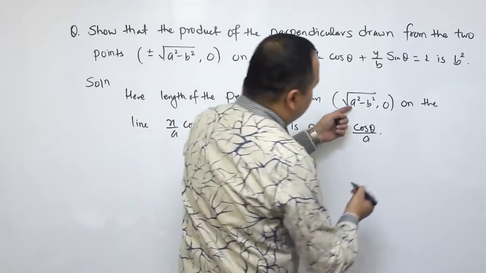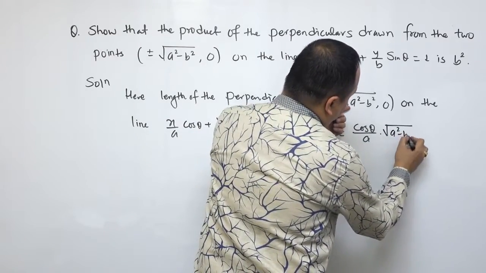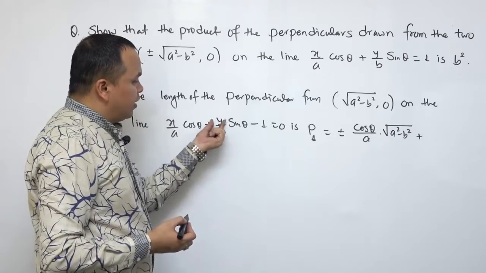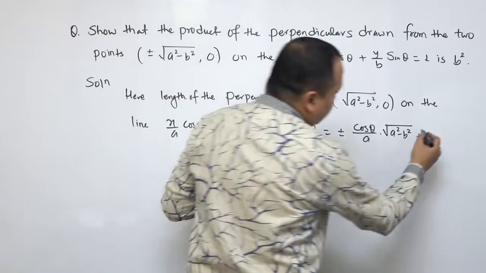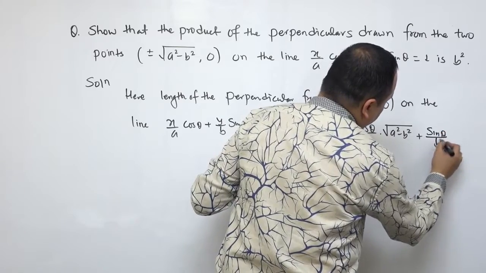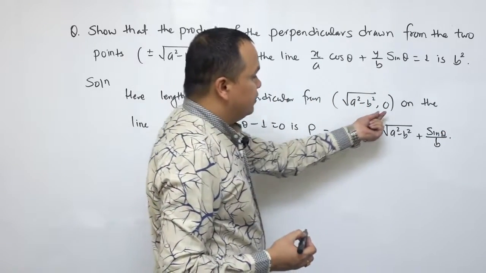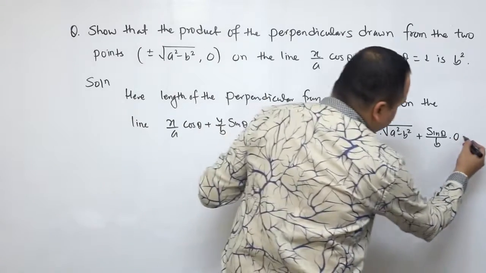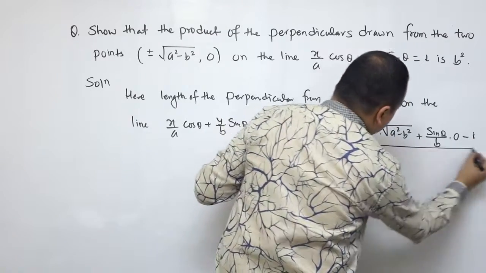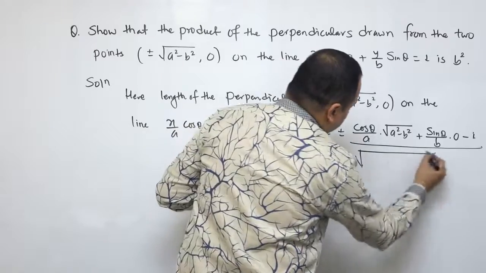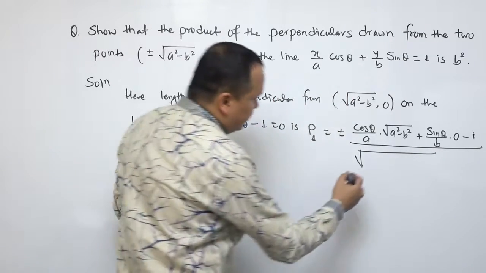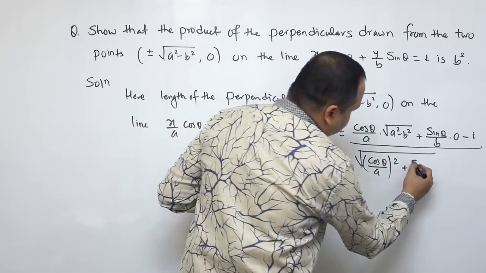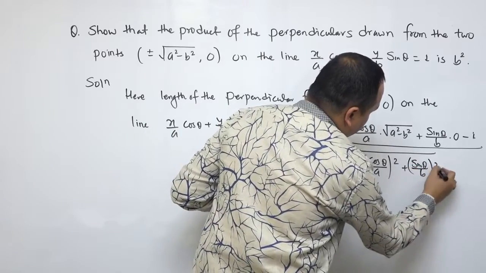X1 is root over A square minus B square, plus B is the coefficient of Y, sin theta upon B into Y1. Y1 is 0, plus C, and here C is minus 1, upon root over A square plus B square. A is cos theta upon A whole square, plus B is sin theta upon B whole square.